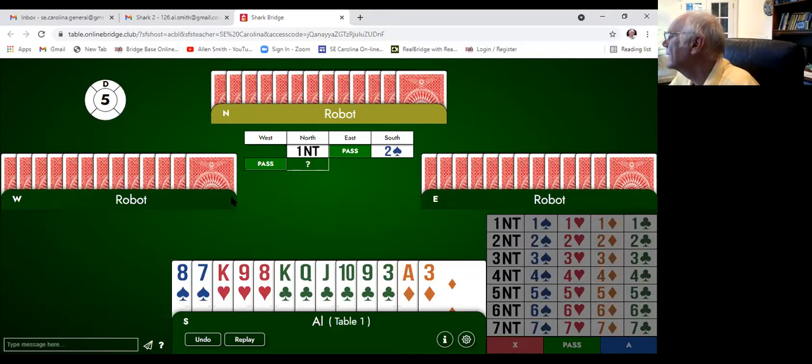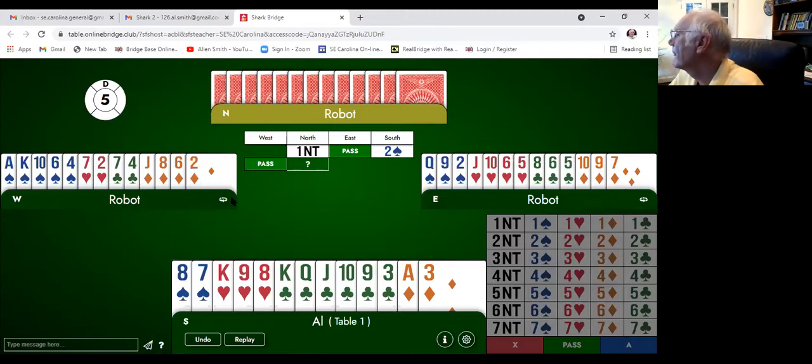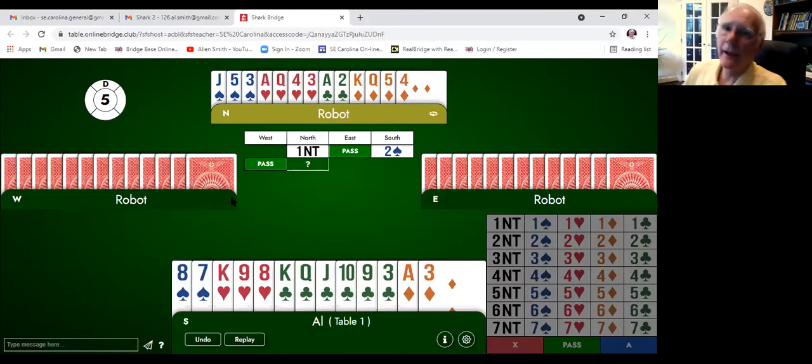And let's have north hand displayed. Oops, wrong ones. What the heck? Let's get rid of bridge rules, east and west. All right, got the right ones.